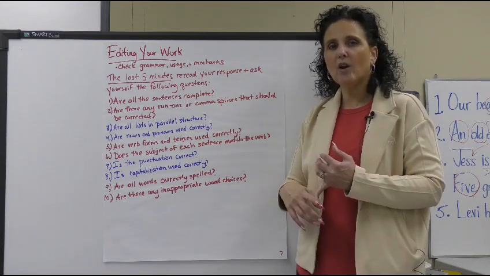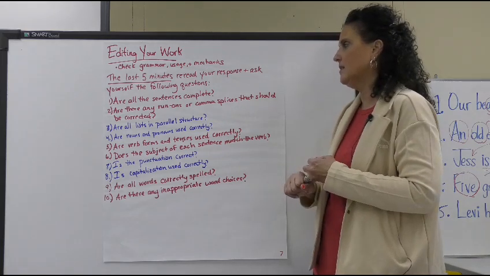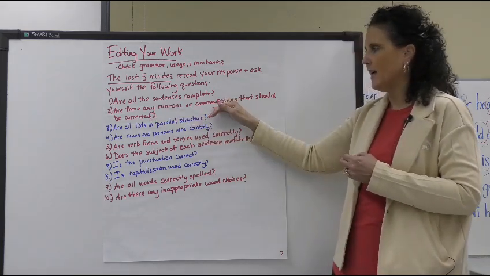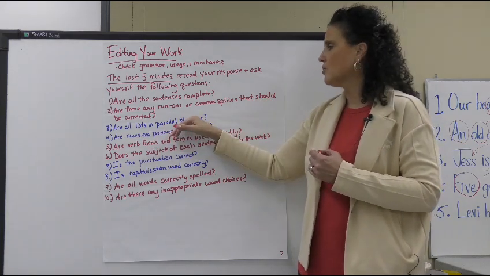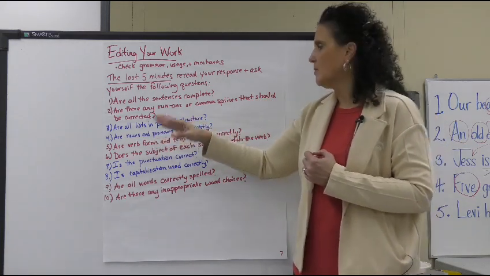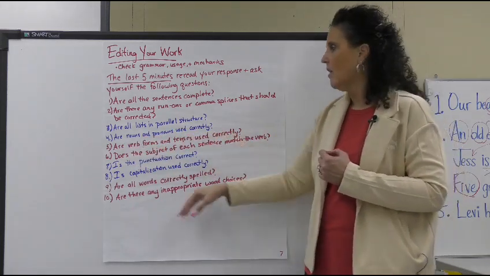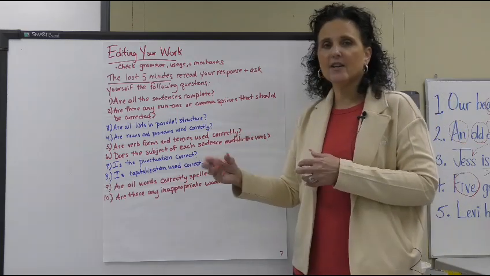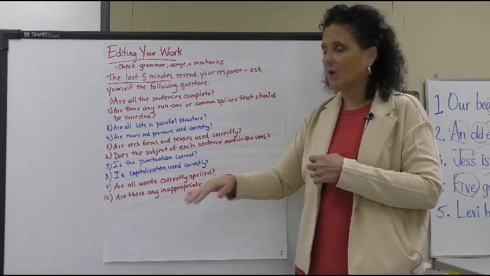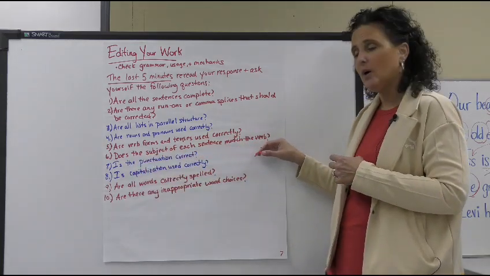You don't want any run-ons, you don't want any fragments. Are all of your sentences complete? No run-ons, no comma splices, no fragments that I need to correct. Parallel structure, we talked about that. Subject and verb agreement. Are nouns and pronouns used correctly? Are verb forms and tenses used correctly? We don't say I is, we was. We don't say that. You got to go back and check these. Does the subject of each sentence match the verb?